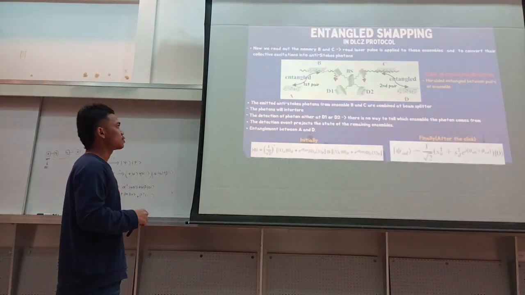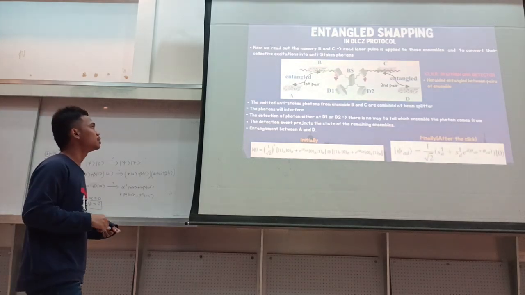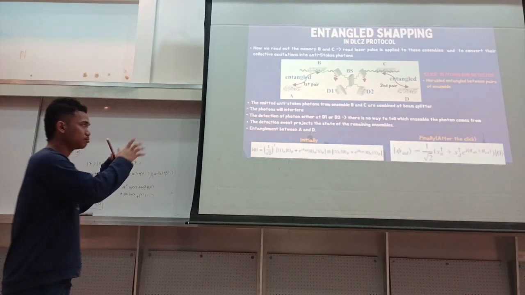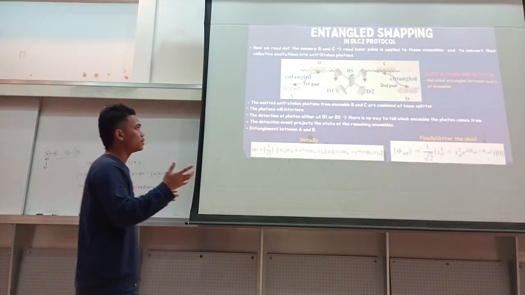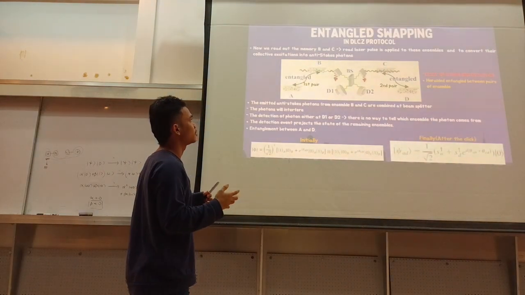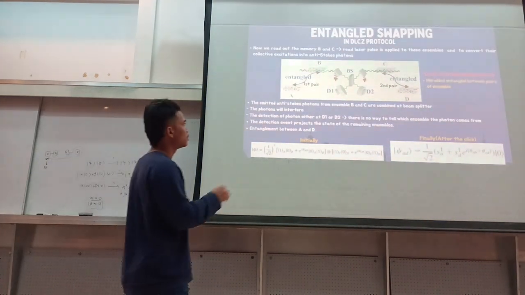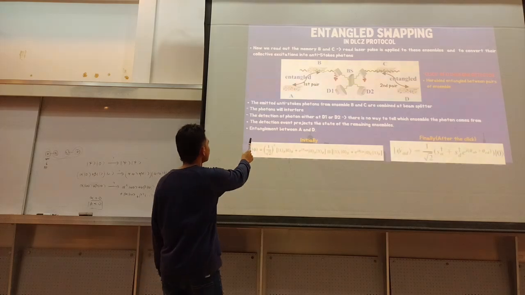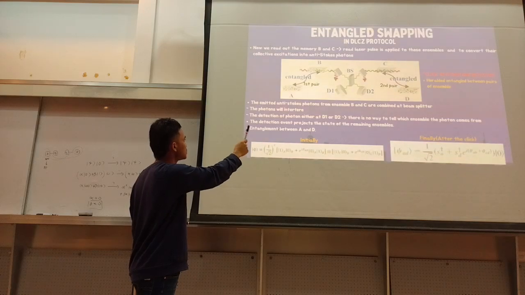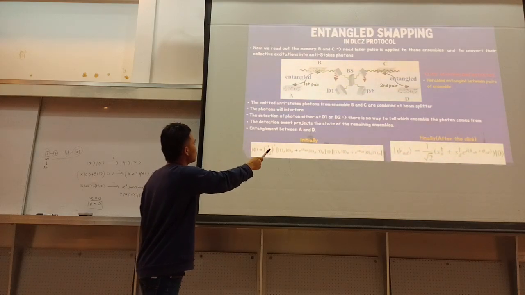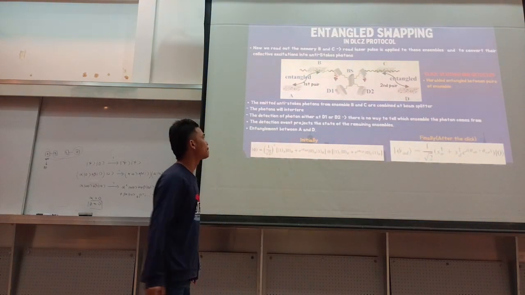Okay, the emitted anti-Stokes photons from ensemble B and C are combined at the beam splitter, and the photons will interfere. So the detection of a photon either from detector D1 or detector D2, of course there will be a click, indicates the detection event. This is basically a heralded event, which projects the state of the remaining ensembles into an entangled state, which means that A and D are now in the entangled state.